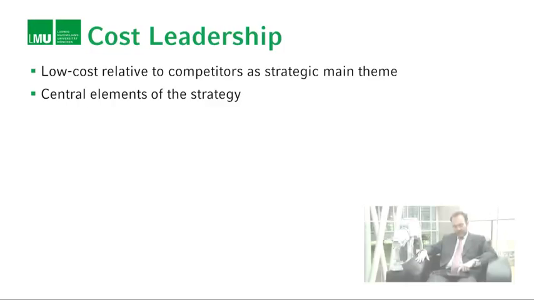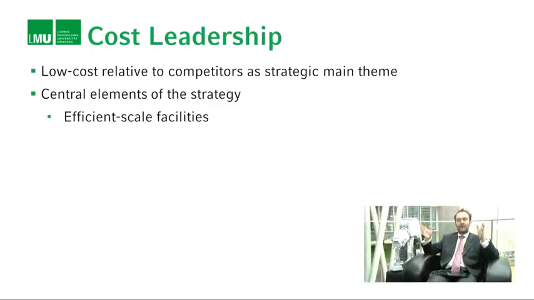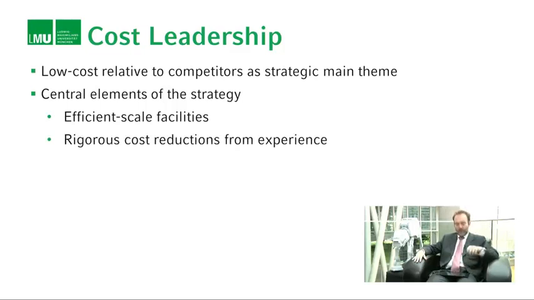There are central elements of this strategy that we can think of. For example, you have to achieve a certain scale. So you have to achieve enough scale or a high enough scale so that you are efficient, that you achieve the minimum cost possible for producing this product. You have to try to use the experience from producing the good to lower cost even further. So rigorous cost reductions that arise from experience.